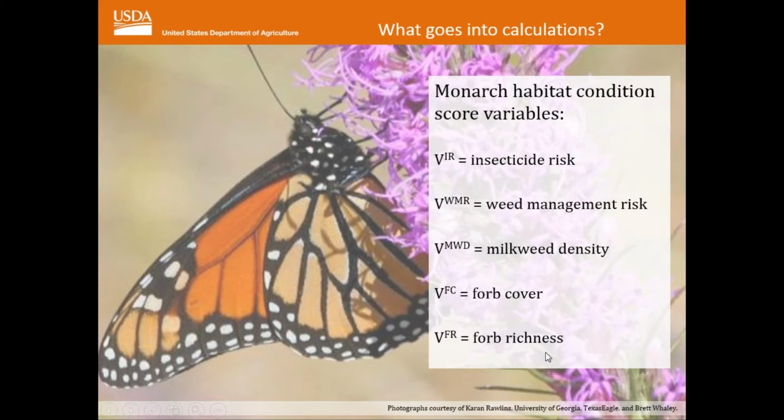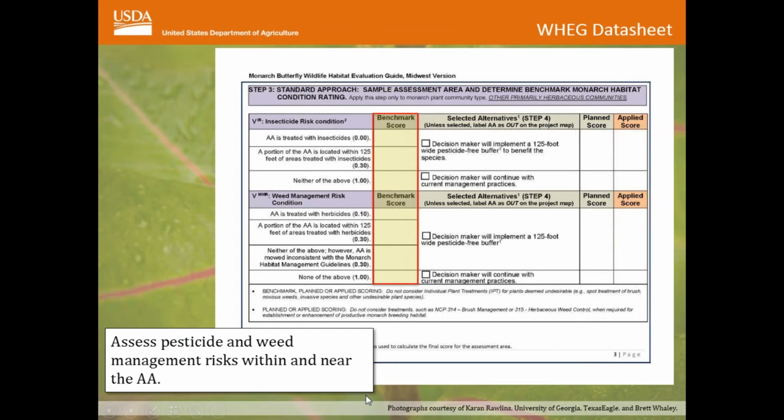And I will say that forb is specific to Monarch forbs, and that list of Monarch forbs is on the NRCS SharePoint, and we'll also get that on the Field Office Technical Guide. So this is just showing where you would enter your benchmark for your insecticide and weed management risk, and we'll go through an example of this.